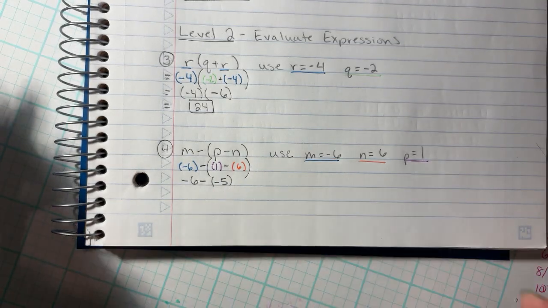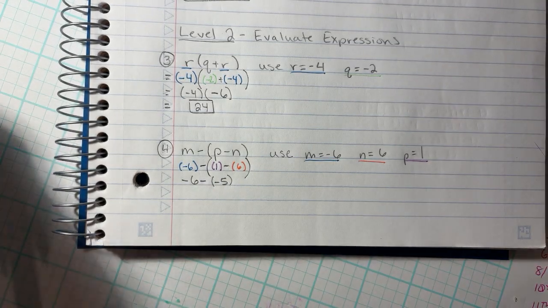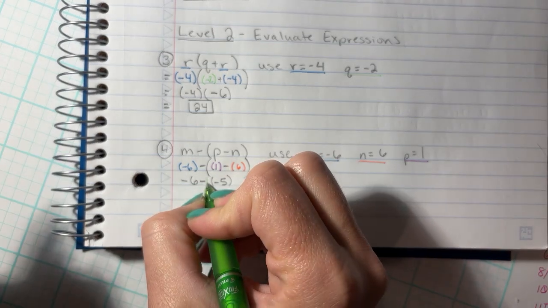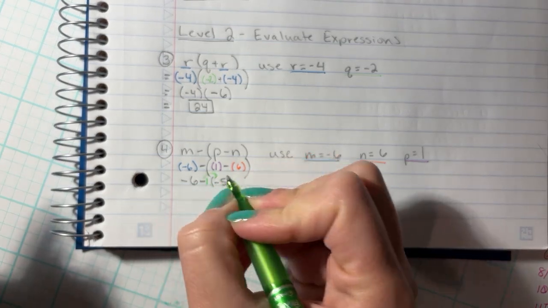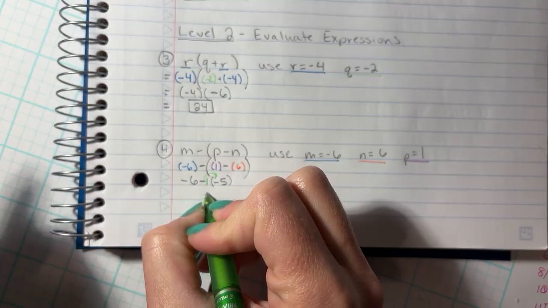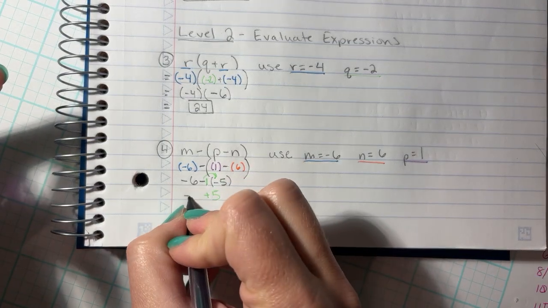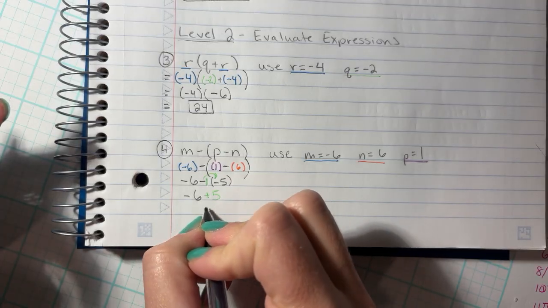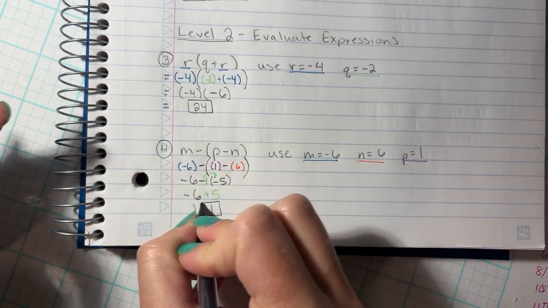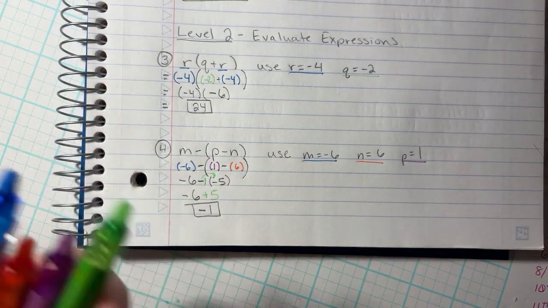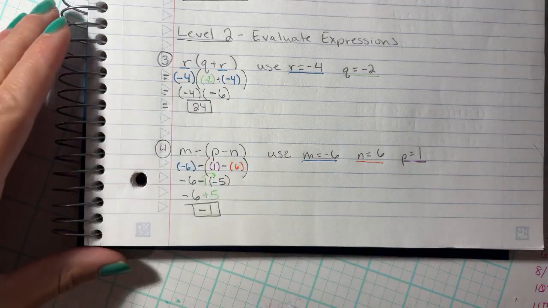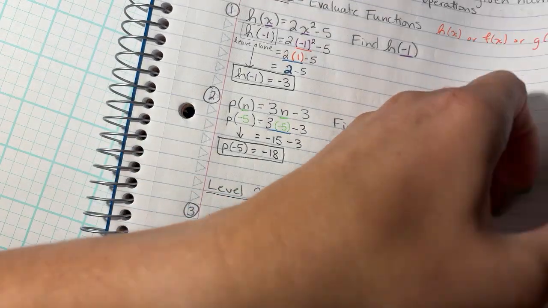Some of you guys talked about distributing. That's fine if you know what to do with that. Right, we got that -1 technically in front that we could distribute, so that would become +5 here. And again, totally fine. And then I simplify this further and I get -1. All right, so that's level 2. Let's move up to level 3.